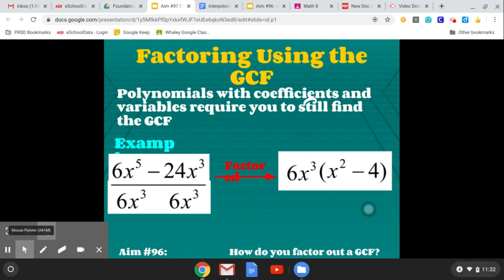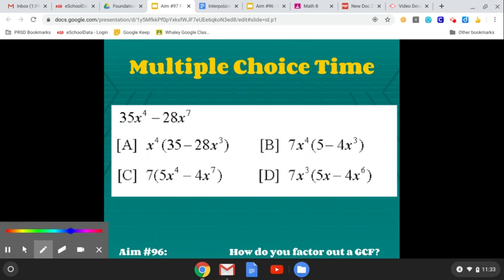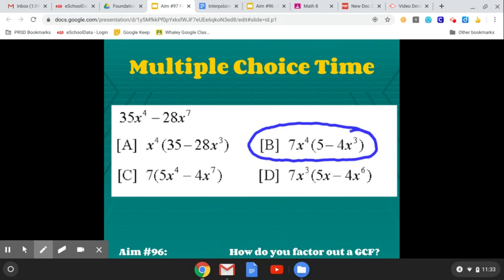Okay, give a shot at this next one, all on your own. Now, if you thought x to the fourth was the GCF, or you thought 7 was the GCF, that's good. But together, they're the GCF. The GCF is 7x to the fourth. And when I divide 7x to the fourth out, I get 5 minus 4x to the third is the other factor. Choice B, it is.